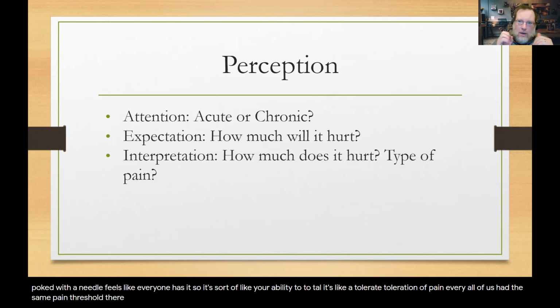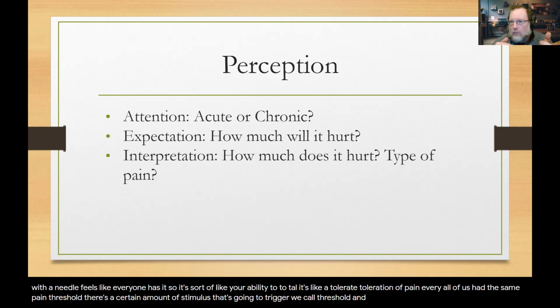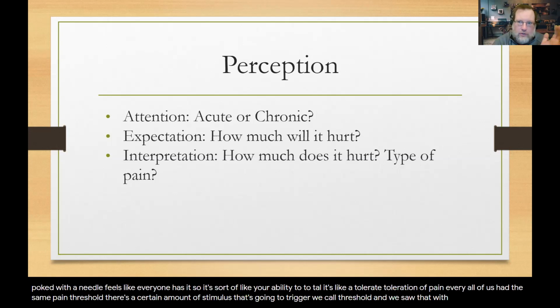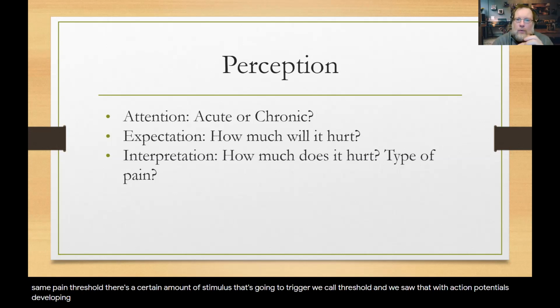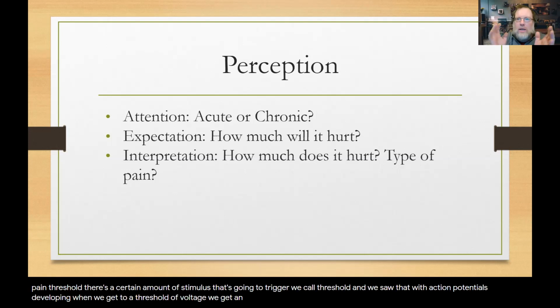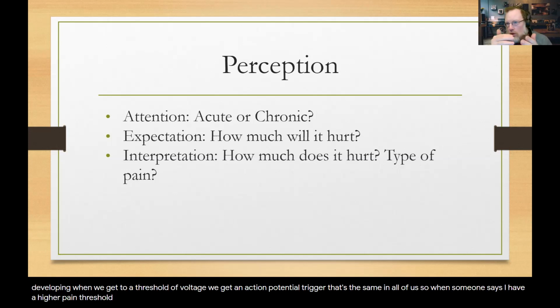All of us have the same pain threshold. There's a certain amount of stimulus that's going to trigger the nociceptors to respond. That's what we call threshold. And we saw that with action potentials developing. When we get to a threshold of voltage, we get an action potential triggered. That's the same in all of us. So when someone says, I have a higher pain threshold than you, or lower pain threshold, what they mean is tolerance. Okay, so pain tolerance differs from person to person.